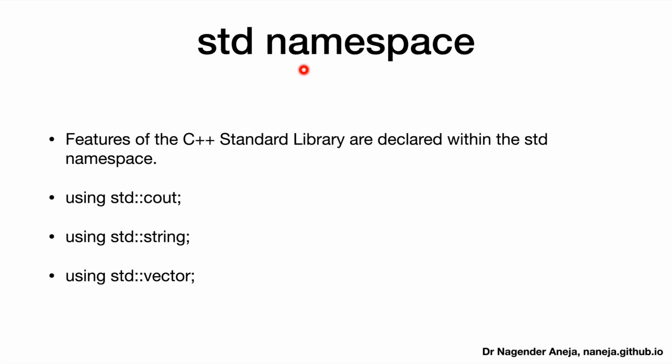And we have already used the standard namespace, which is the feature of the C++ standard library, where everything is defined under the standard namespace. We have been using standard cout, using standard string, using standard vector, because all these things are defined in the standard namespace.